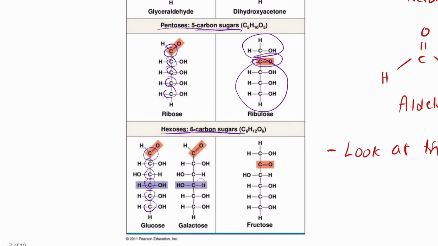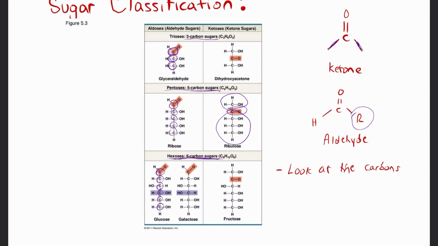And if we look here, we have 1, 2, 3, 4, 5, 6 carbons. So this is a hexose, or 6-carbon sugar. So we can always count those carbons. Don't be afraid to use your fingers to count. That's how we can tell if it's a 3-carbon, 5-carbon, or a 6-carbon sugar.